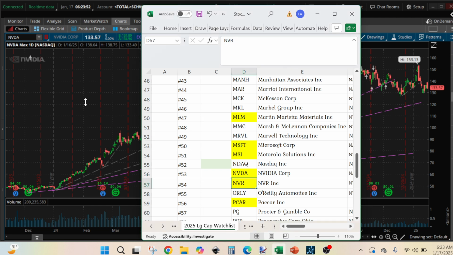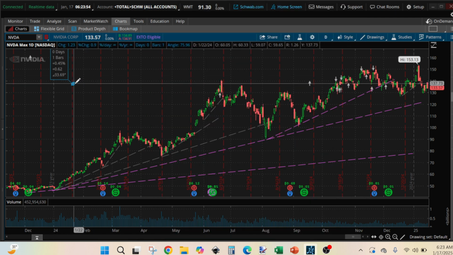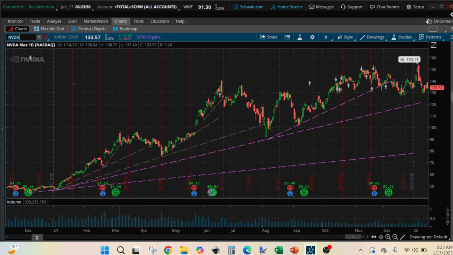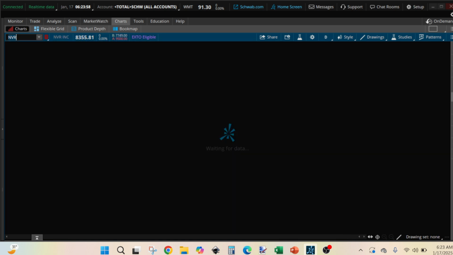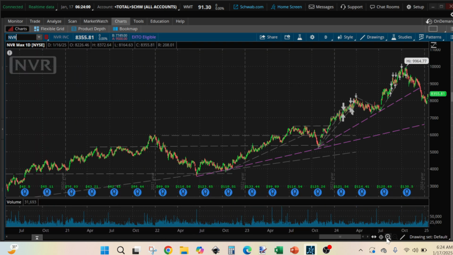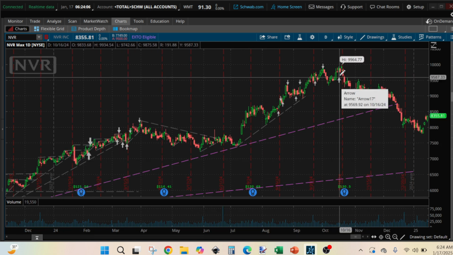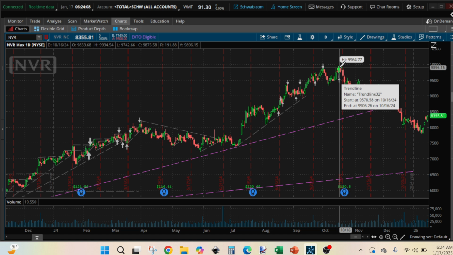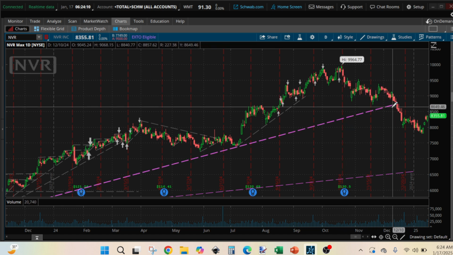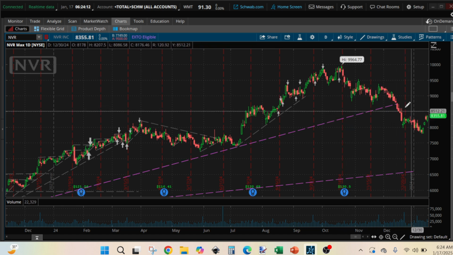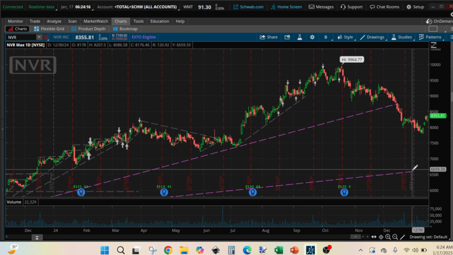So the next one we have in our portfolio as well, NVR. We like to buy at the purple line next time. But right now, we purchased it there, and then that trend line ended, and then the price went below this trend line here, but still far from this one.